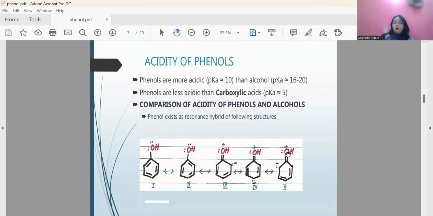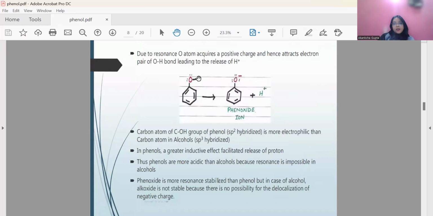So to complete its octet, the oxygen atom attracts, withdraws, the electron pair of the hydrogen atom. In the next structure we can see that this OH bond breaks, and the oxygen withdraws the sharing electrons of this O and H. So this bond breaks, and hydrogen, that is a proton, is released. And as we know, if the proton is released easily, this compound will be acidic in nature. So it is the reason behind the acidity of the phenol.